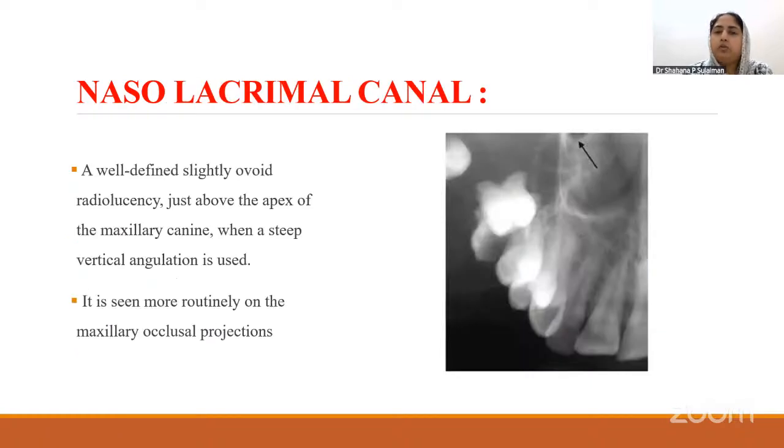Now, this is another structure which you can appreciate in maxillary canine radiographs, that is the nasolacrimal canal. As the name implies, it's the canal connecting the lacrimal gland and the nasal cavity. And that is why, whenever you cry, you will get a runny nose. So the opening is found mainly at the lateral wall of the nasal cavity. When you take a maxillary canine radiograph with steep angulation, you might be able to appreciate a round radiolucent structure just above the maxillary canine. And it is more visible in occlusal radiographs.